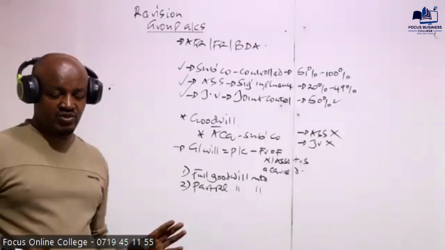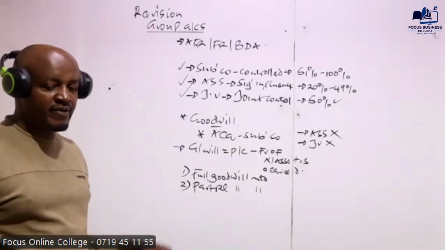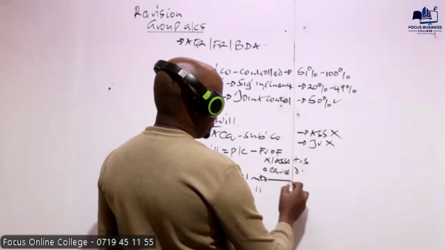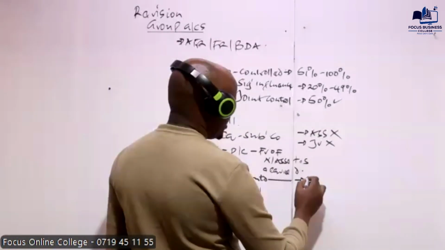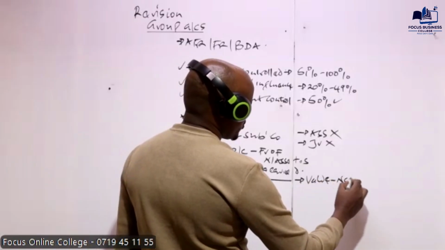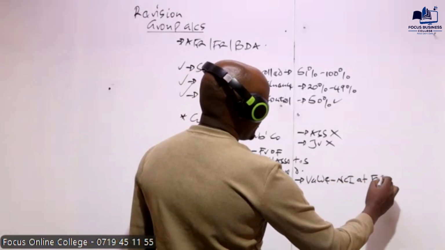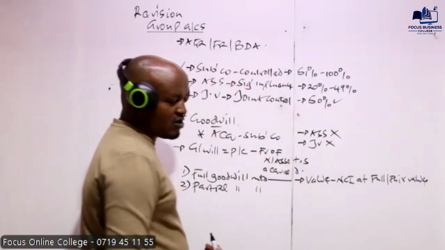The examiner will not tell you that. In most of the cases, if the examiner wants you to use the full goodwill method, you will come across this particular information in the additional information: that it is the policy of the group to value the non-controlling interest at the full or fair value.